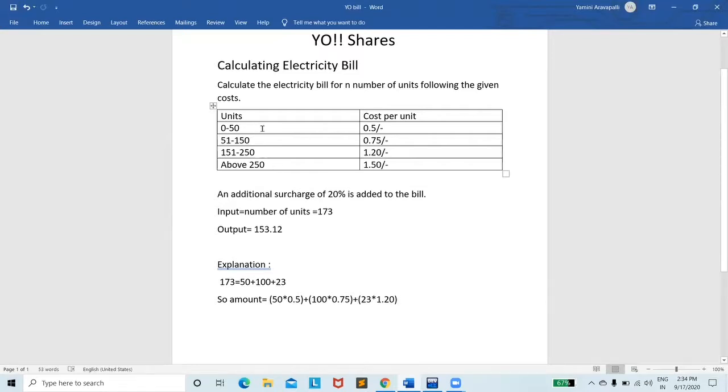Because the first 50 units cost 0.5 rupees, right? So while we are calculating the bill, the first 50 units should be multiplied with 0.5 and the next 100 units, that is 51 to 150, cost 0.75 rupees. So the next 100 should be multiplied with 0.75 and the remaining 23 will come under this section, 151 to 250, that is 1.2 rupees per unit, and that is why we multiply 23 with 1.2. So now you have clarity on how to calculate the electricity bill with a given number of units. This is how we will be doing it, and now let's go and code this.